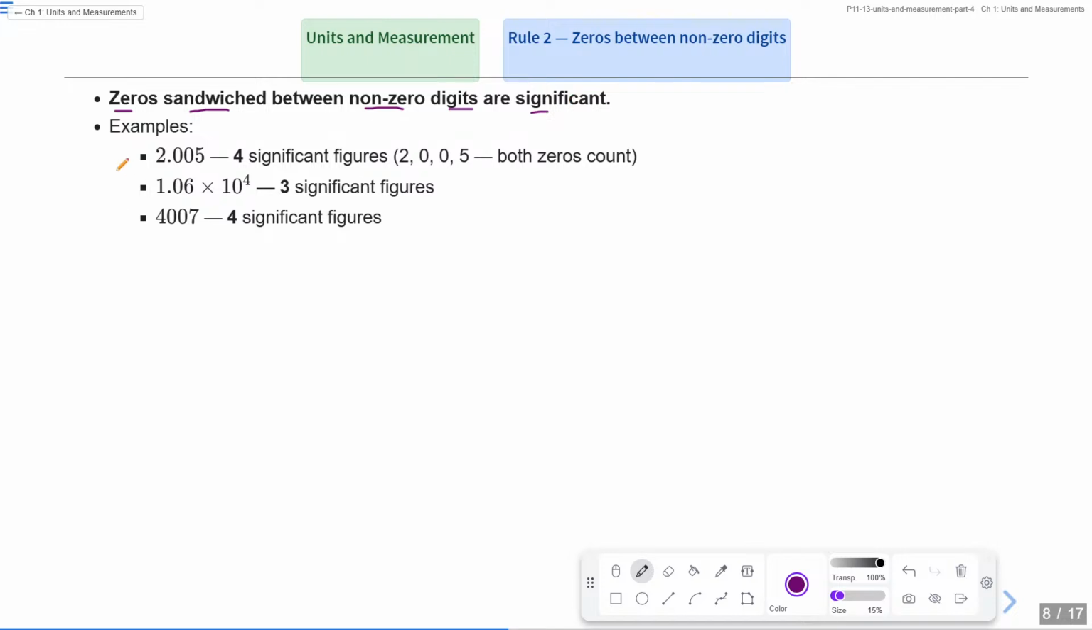Examples: 2.005. So two non-zero digits, 2 and 5. So two zeros are between two non-zero digits. So those two zeros are also significant. So how many significant figures? 4. 1, 2, 3, 4. Okay. Now 1.06. This zero is sandwiched between 1 and 6. So this zero is also significant. Similarly for 4007. So the first rule was all non-zero digits are significant. Second rule, zeros that are between non-zero digits are significant.